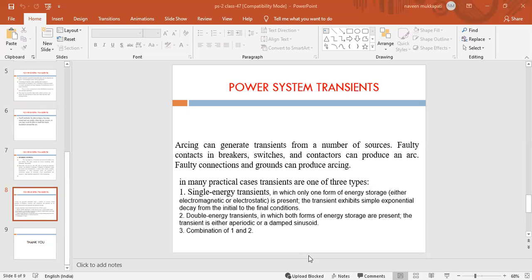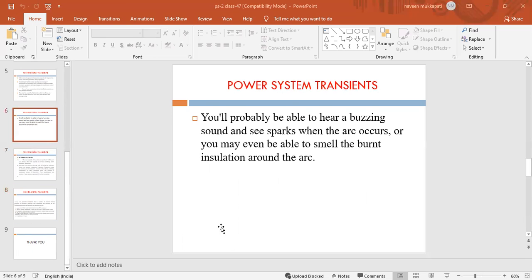Okay, in the next class we will discuss the coefficients of traveling waves and the equivalent circuit for those traveling waves, and also the buffering circuits, and also attenuation and distortion for transmission circuits. That all will be discussed in the coming class. These are some of the causes related to the transients, and also the types of transients, discussed in this class.